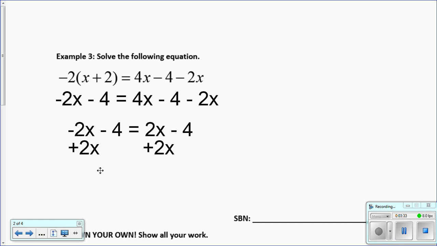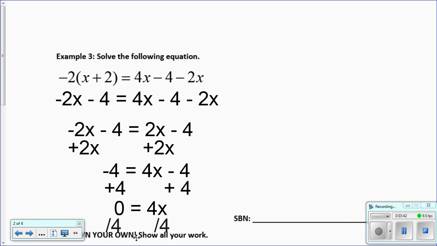And these two x's cancel out, but these don't, so it gives me 4x. So let's keep solving. Add 4 to both sides. I get 0 equals 4x. Divide everything by 4. And I'm getting x equals 0. This does not mean no solutions. This is a one solution example. So to write it in set builder notation, I just write that.